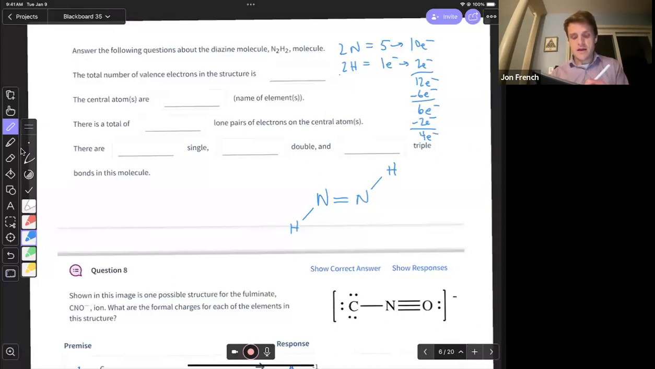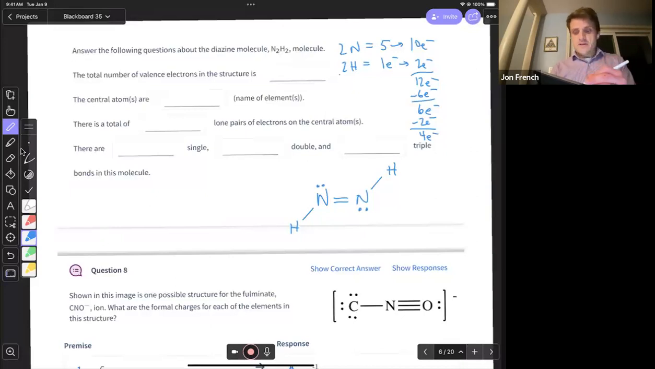So to fill the octet, both nitrogens need 2 electrons each. So 4 electrons left. I'm going to put 2 electrons on each of the nitrogens to make sure nitrogen has 8 electrons in this Lewis structure.